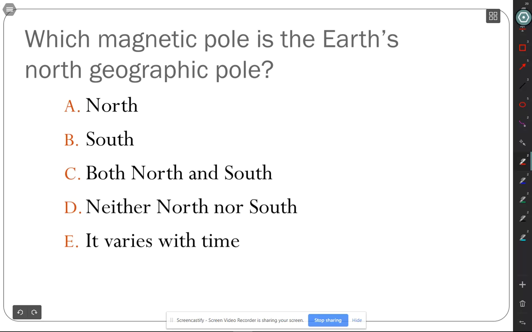Okay, and I'll end with this question. Which magnetic pole is the Earth's north geographic pole?